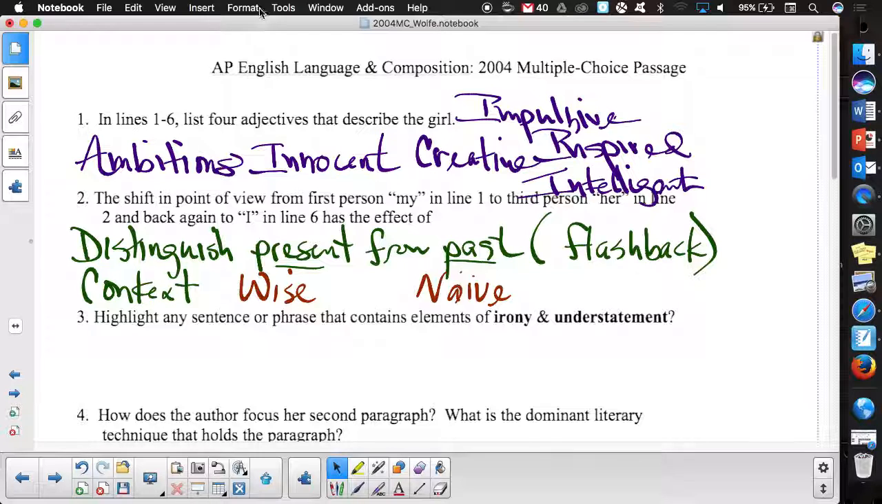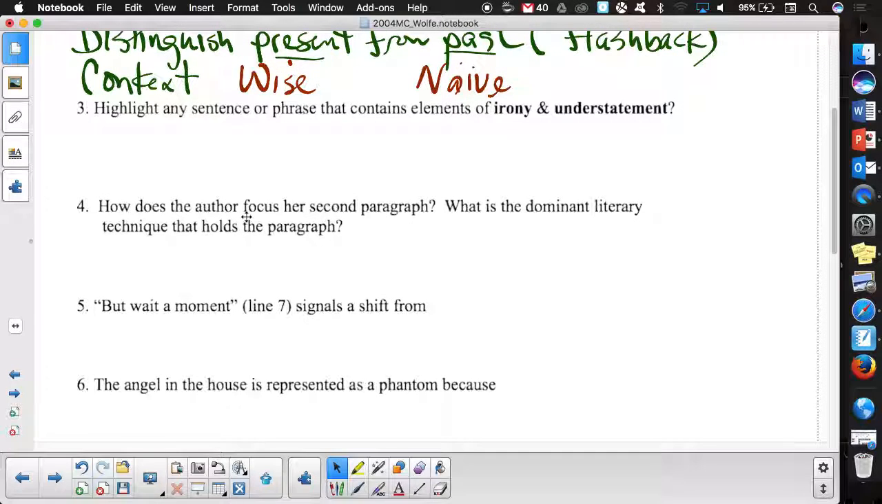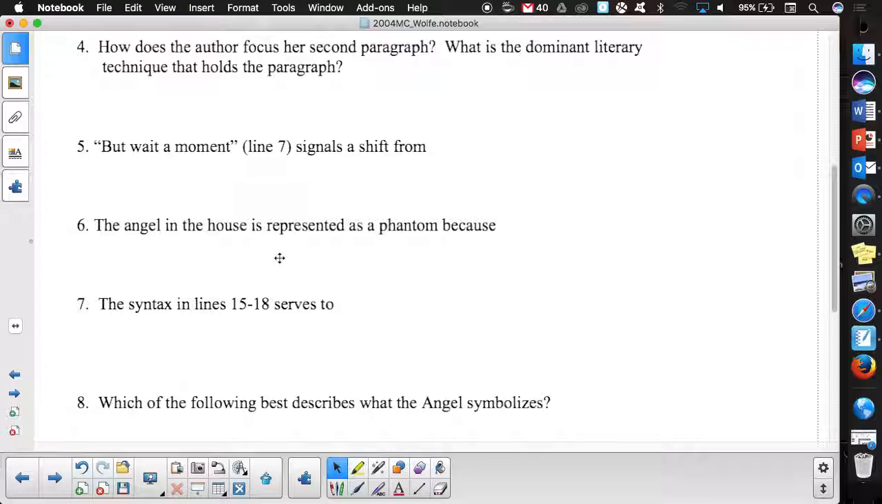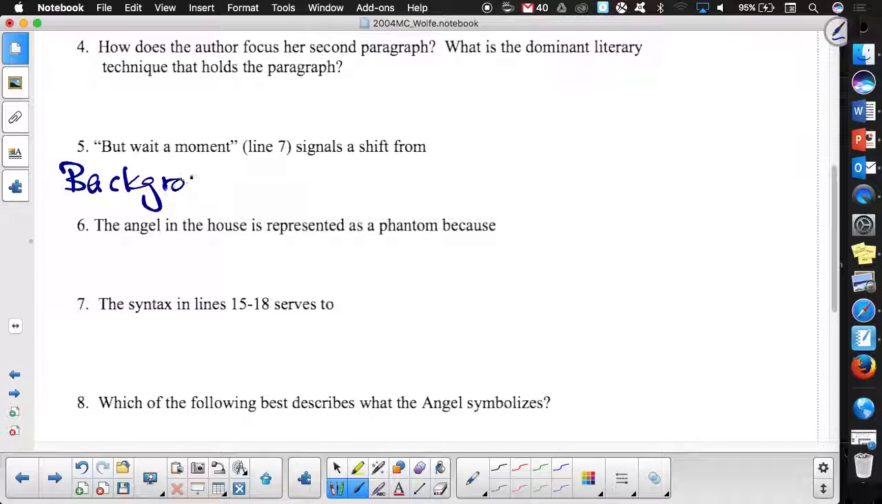We're going to get to 3 and 4. I want to skip down to 5 because it talks about that shift. So is number 5, would you say your answer is very similar to what we did here with distinguishing present from past, wise from naive? Or do you have something else of a shift going on, from that first paragraph to that second one? I said that. Okay, so let's go with what you said. Background to like the main issue at hand. All right. Okay. Anything else for 5?